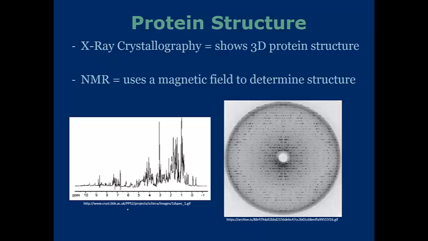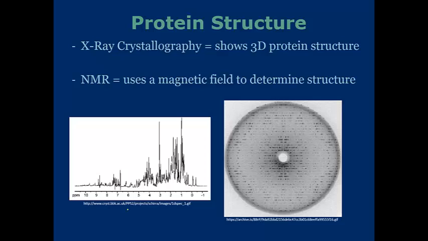Protein structure is often studied using X-ray crystallography, or XRD, and NMR. XRD shows 3D protein structures using, obviously, an X-ray beam. An image is listed at the bottom right. NMR uses a magnetic field to determine structure. Oftentimes, you won't see X-ray crystallography directly tested on the MCAT, but NMR will. So if you need a quick brush up on what NMR is and how to read NMR data, refer back to the organic chemistry spectroscopy module.